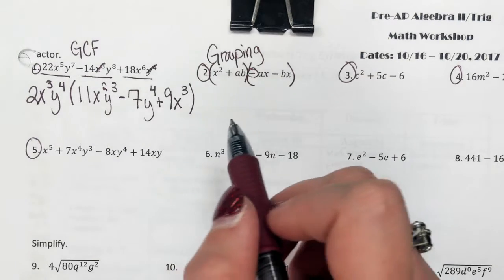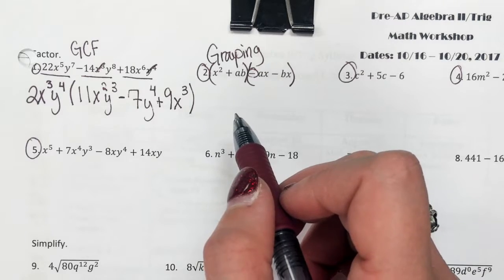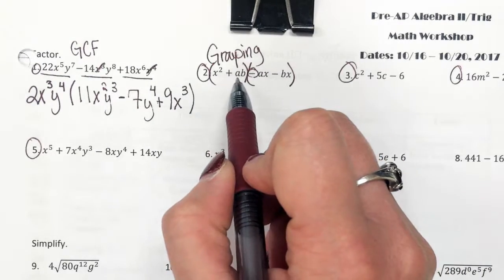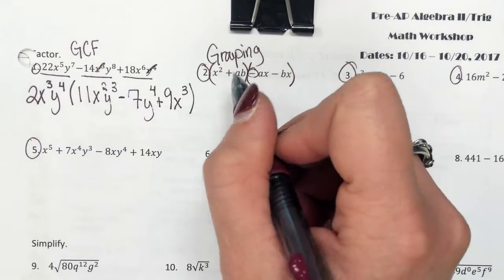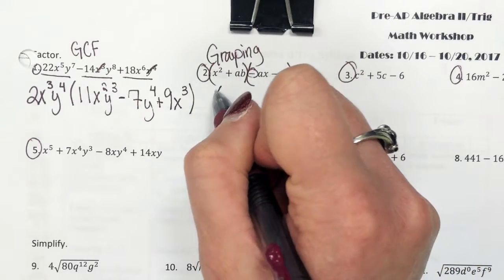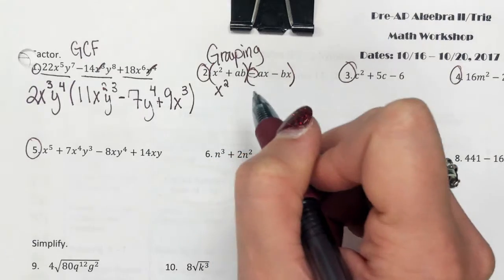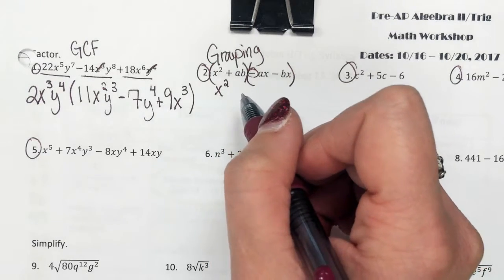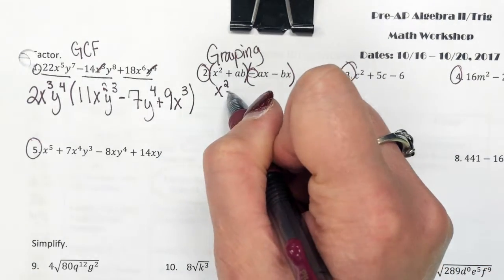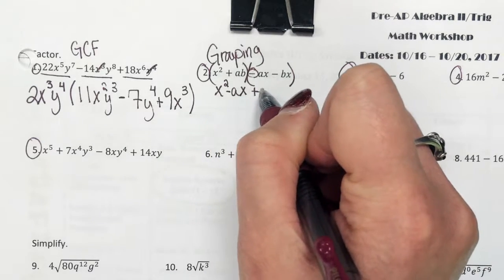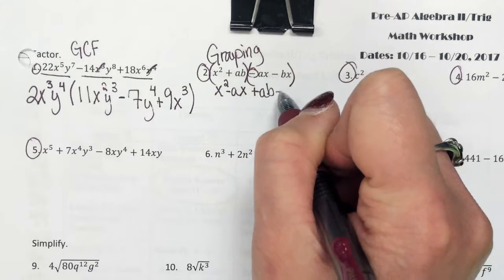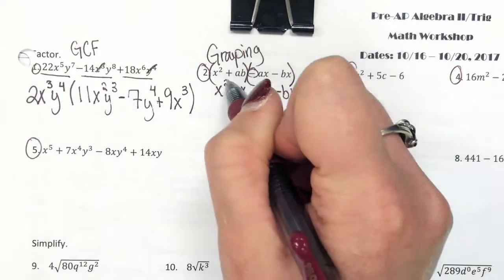Alright, what about the first 2? Do they, ooh, hold on a minute. Those first 2 don't have anything in common. Ooh, can we rewrite this some way? Let's see, what could we rewrite with x squared? Instead of writing AB, because they don't have anything in common. Negative AX. Negative AX, okay. That means we can say plus AB minus BX. Then we can do it.